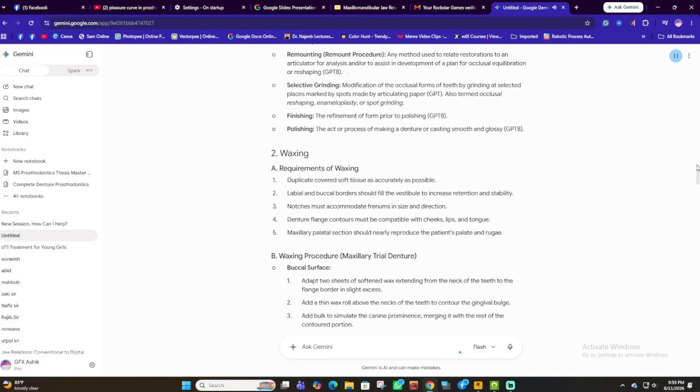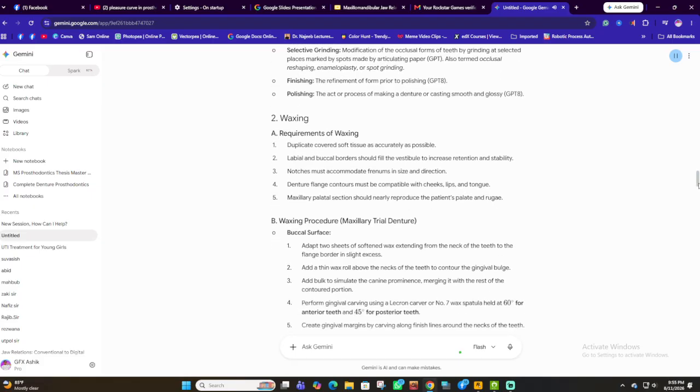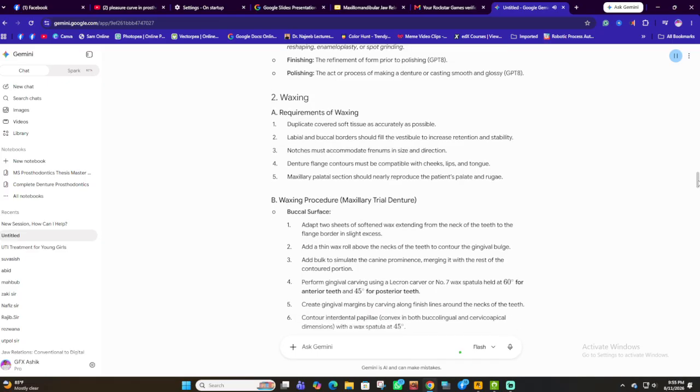2. Waxing. A. Requirements of waxing. Duplicate covered soft tissue as accurately as possible. Labial and buccal borders should fill the vestibule to increase retention and stability. Notches must accommodate frenums in size and direction. Denture flange contours must be compatible with cheeks, lips, and tongue. The maxillary palatal section should nearly reproduce the patient's palate and rugae.